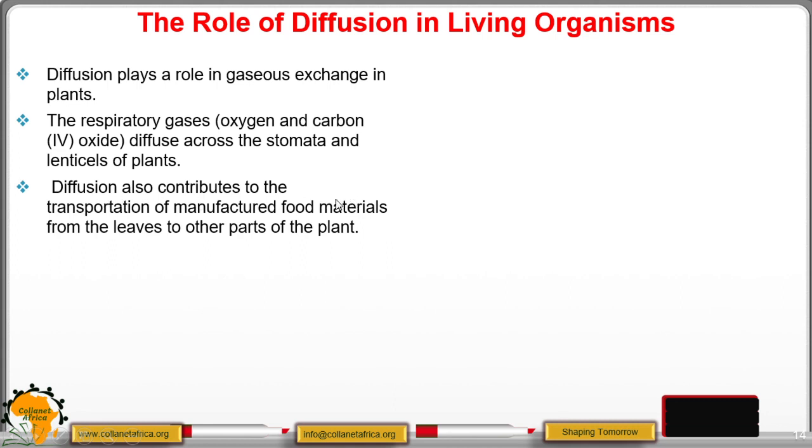Diffusion also contributes to the transportation of manufactured food materials from the leaves to other parts of the plant. So photosynthesis takes place in the chloroplast, which is in the leaves, and the products have to be transported to other parts of the plant.